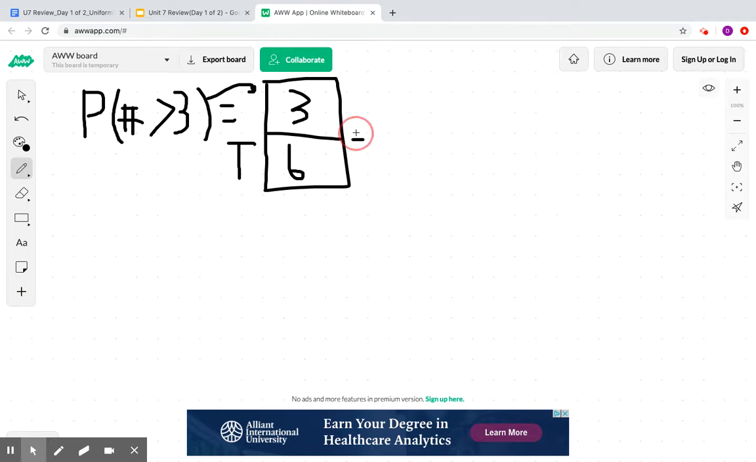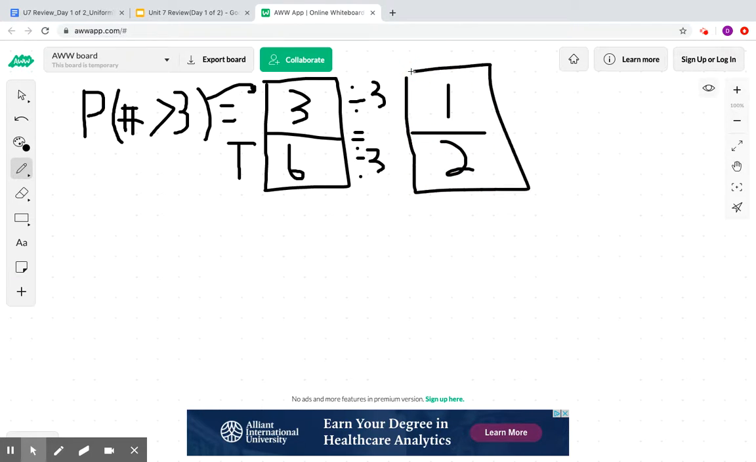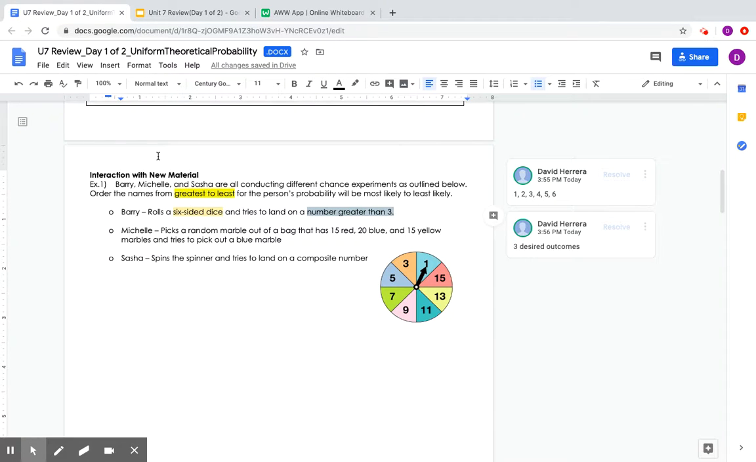Earlier we said there are 3 desired outcomes, so that's what I'm putting in the numerator. And I could actually simplify this. I can divide both the numerator and the denominator by 3 to get a simplified fraction. 3 divided by 3 is 1, and 6 divided by 3 is 2. So the probability for Barry rolling a six-sided dice and it landing on a number greater than 3 is going to be 1/2.